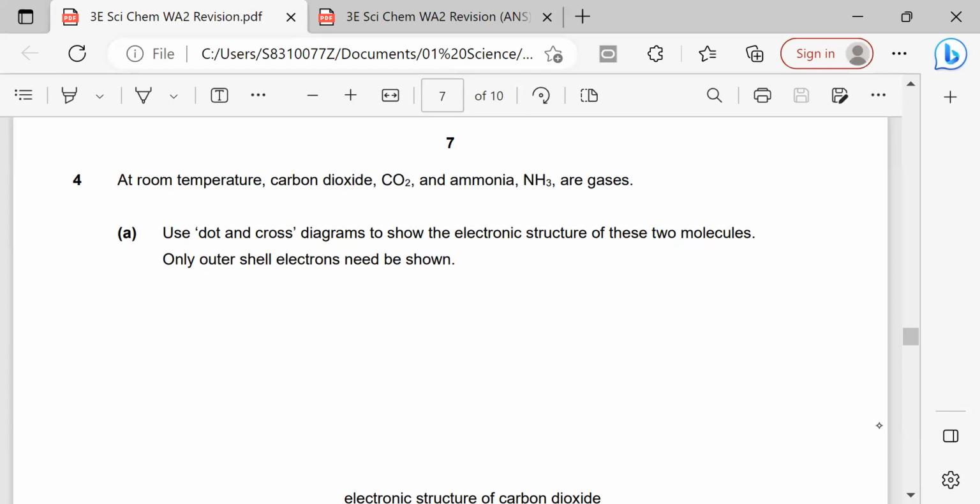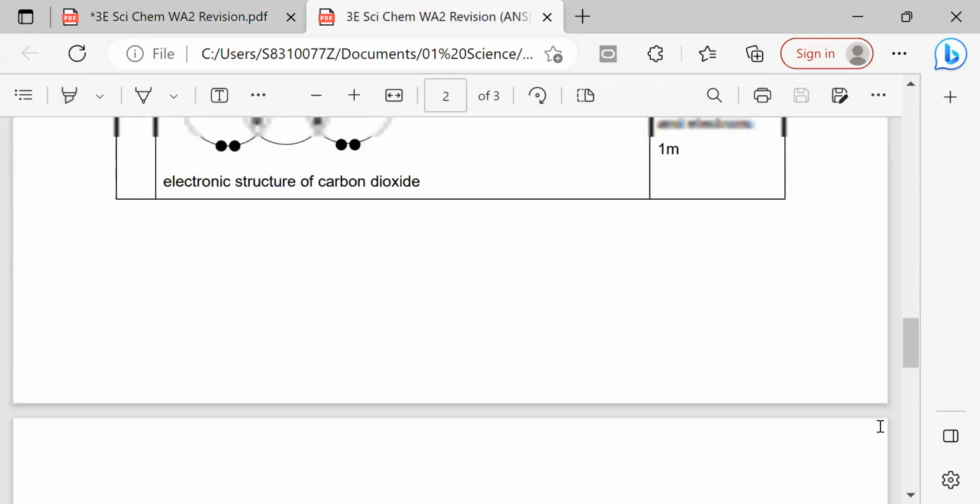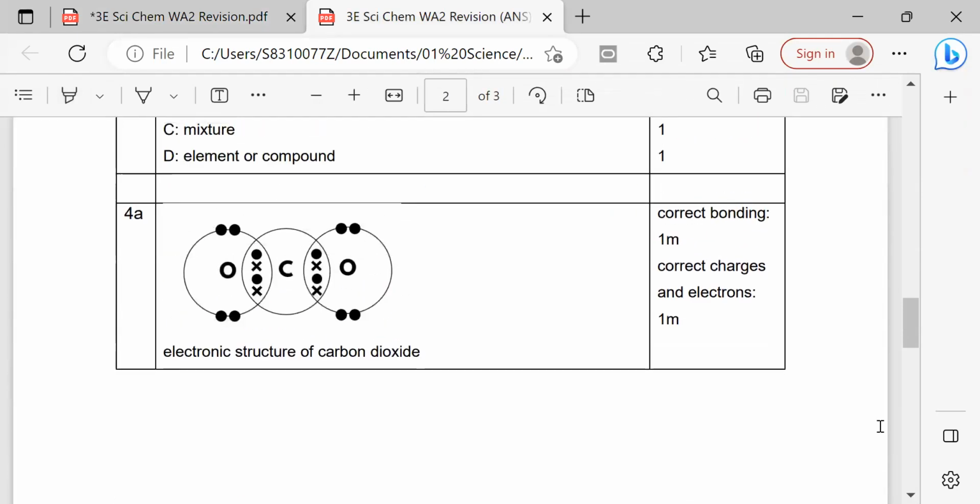So for question number 4, you are given two things here. You're given number 1, this compound, carbon dioxide, and number 2, ammonia. So in this question, you will have to show the electronic structure of the two molecules by using dot and cross diagrams. I think you have done this before in class. So look through the various pages of the textbook, and you will realize that carbon dioxide is shown in this particular manner over here, whereby you have your shells that are shown there.